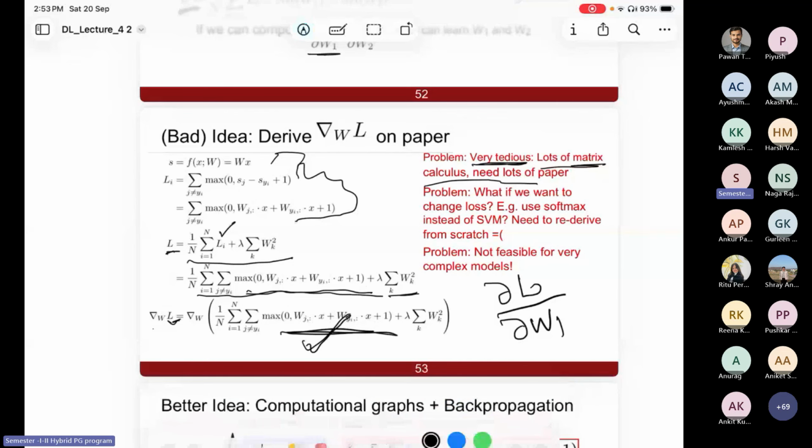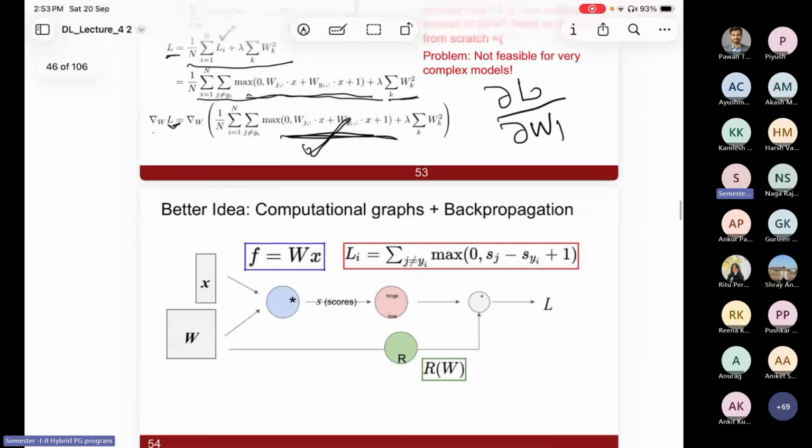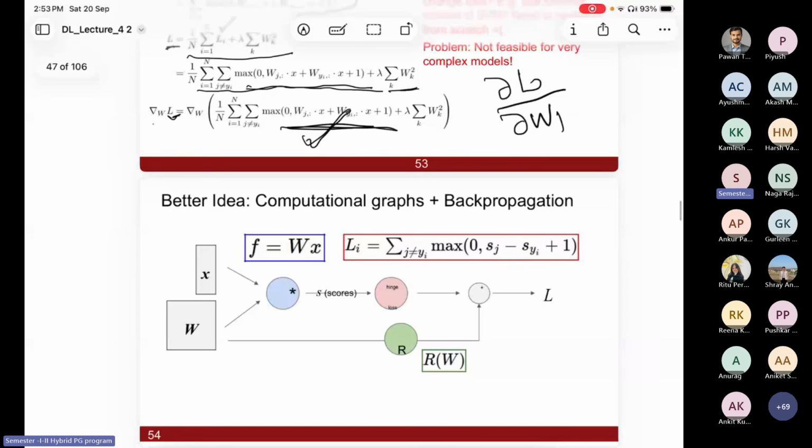So what is the alternate solution? The alternate solution is backpropagation. The idea is to make the computational graph and then do the backpropagation, and that backpropagation will be done using the chain rule. I will come to that, and I will go through an example as well.